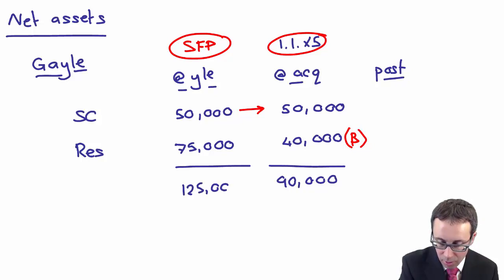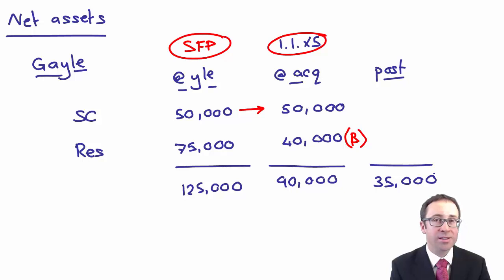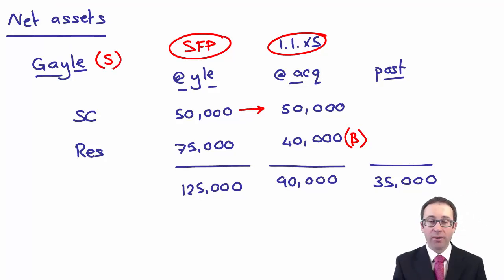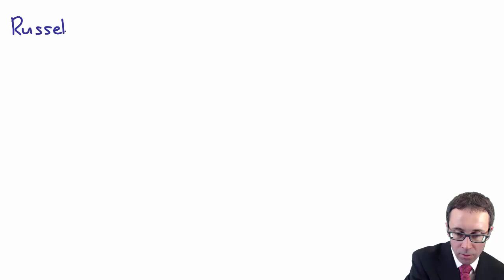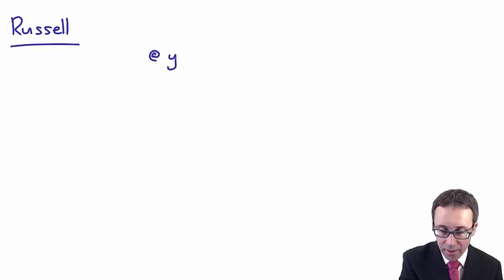50 and 75 is 125,000, and our post acquisition profits are there as 35,000. Okay, everybody happy with what we have done there? Yep. Again, Gale is the sub, so we're not doing anything different to what we have previously done, are we? Okay. If that's Gale, we then need to do exactly the same with regards to Russell. So again, we go with the figure at the year end.